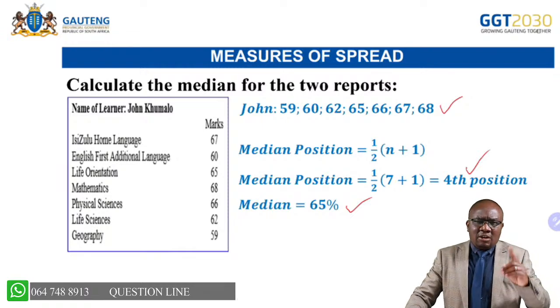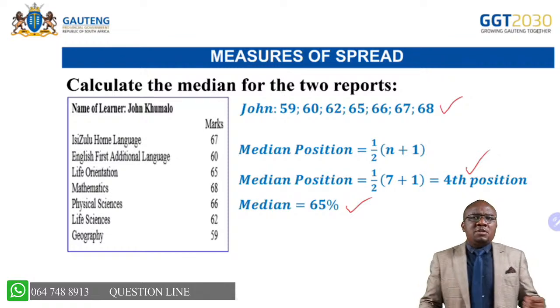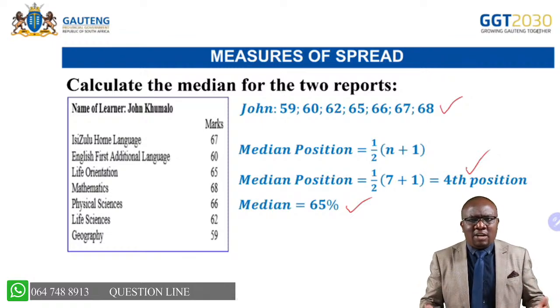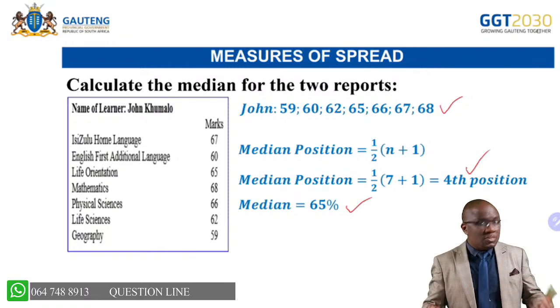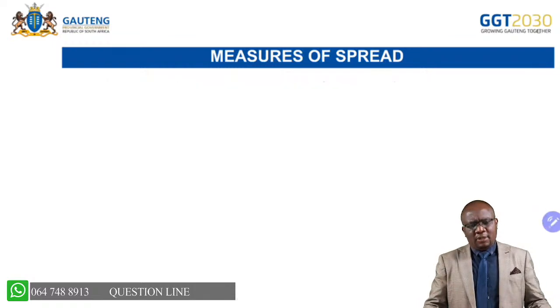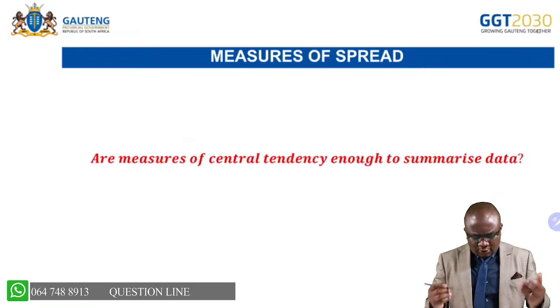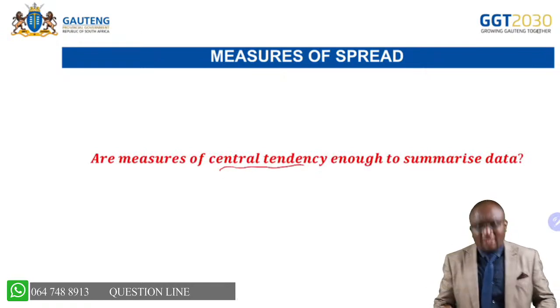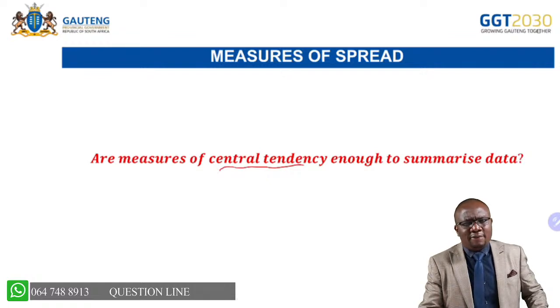Okay, that is our main reason now we're doing the measures of spread today. Because with measures of central tendency alone, we cannot conclude, we cannot summarize data. Yes, we can summarize data, but it is not enough. It is not enough. So I'm saying now, are measures of central tendency enough to summarize data? No, they are not enough.